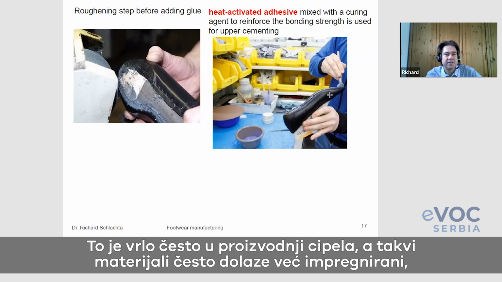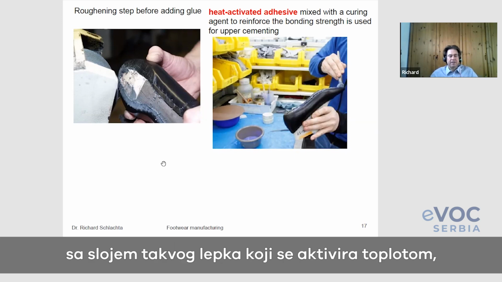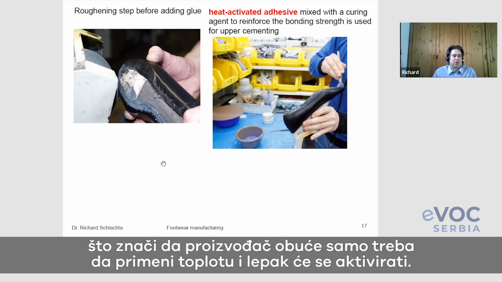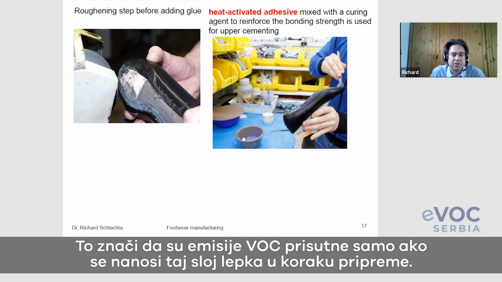It's very common in the shoe manufacturing process, and very often the material is already pre-impregnated, that means already with such a heat-activating layer. So the shoe manufacturer just must put the heat on it and can glue it together. So the VOC emissions you have are normally only if you put the adhesive layer on in this preparation step on the part.